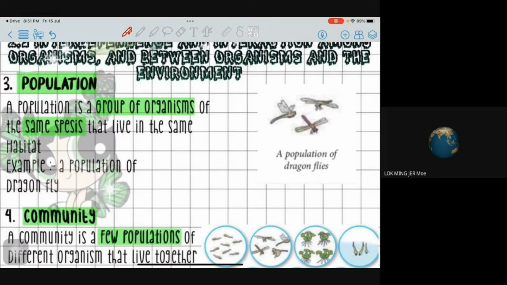What is species again? A group of organisms that have the same or common characteristics, right? But what is meant by population? It is the same species that live in the same area or habitat. Okay, so that one we call population.